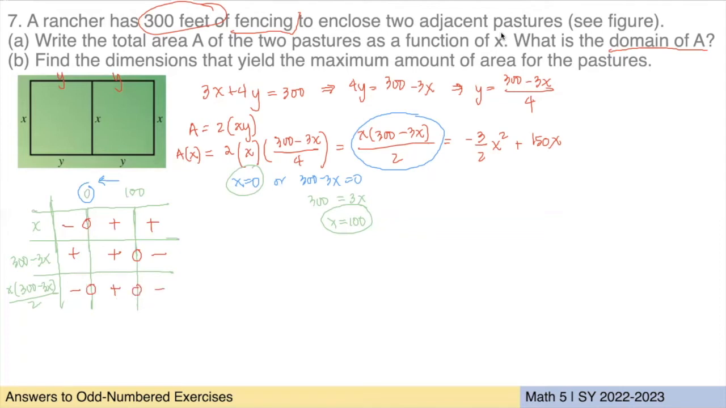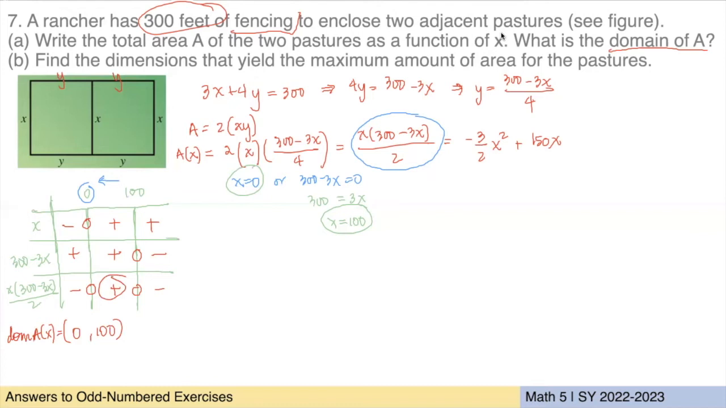Again, since this is an area function, we are only interested in the values of x that would give us positive area. And we can see that it is on the interval 0 to 100 exclusively. And hence, this is the domain of A of x. Now we can proceed to the second question. Find the dimensions that yield the maximum area for the pastures.